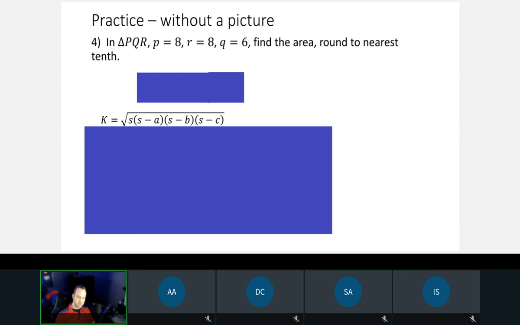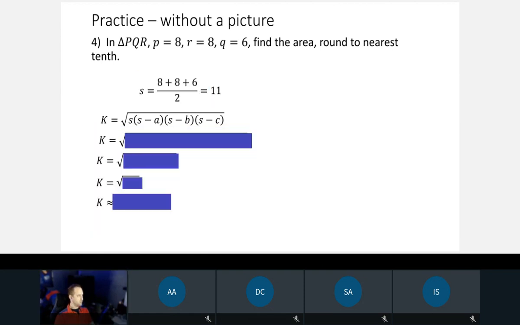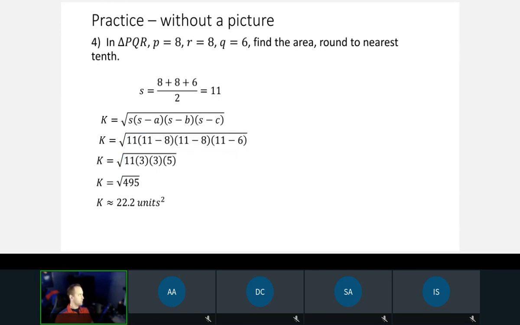What did everyone get for your S value? 11? Lots of 11s. Yeah, 11 too. And then what is everyone's final answer? About 222. Hey, me too. Then here, of course, is all the work. All right. Any questions on Heron's formula, aka Hero's formula?